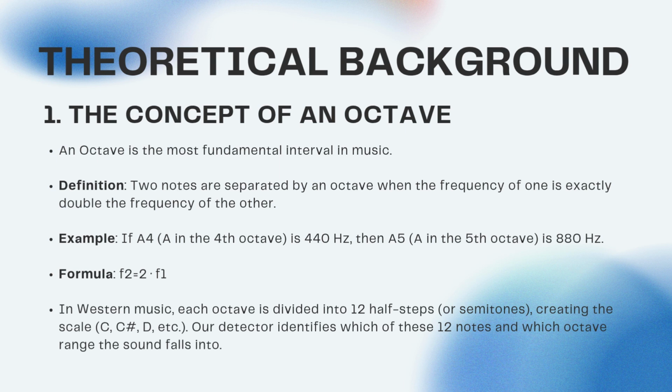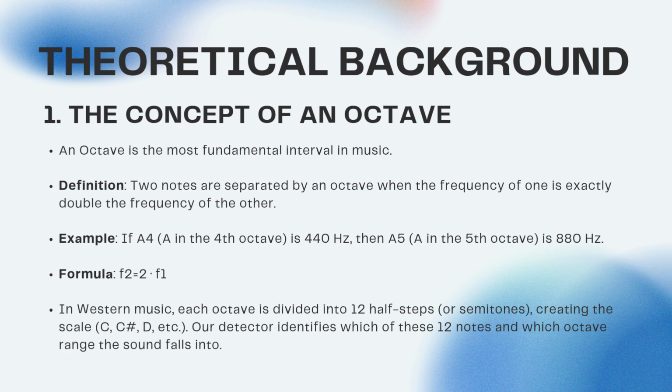Starting with the concept of an octave. An octave is not just an arbitrary name, it's the most foundational interval in music. The definition is simple. Two notes are separated by an octave when the frequency of one is exactly double the frequency of the other. For example, the global standard for the note A in the 4th octave, or A4, is 440 Hz. If we double that frequency, we get 880 Hz, which is precisely the note A5, or A in the 5th octave.